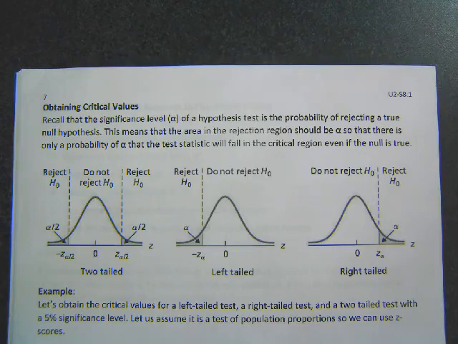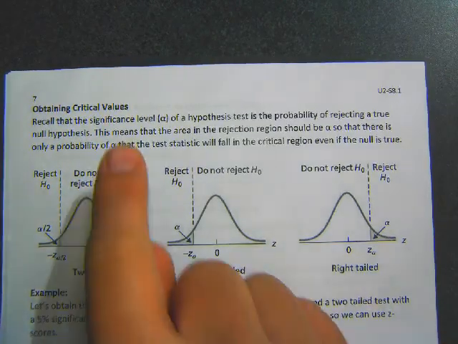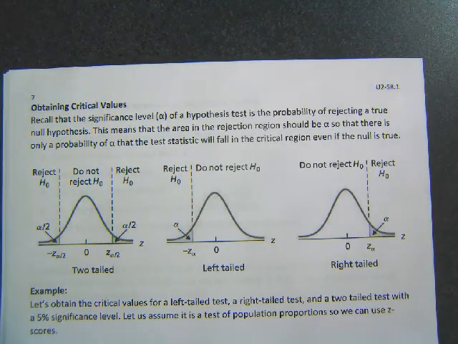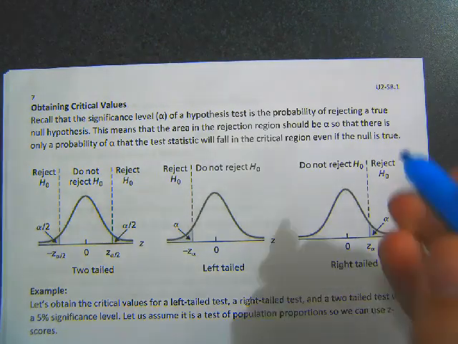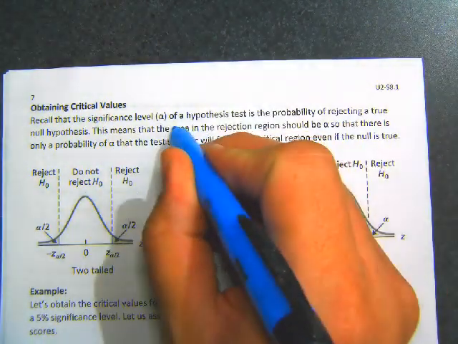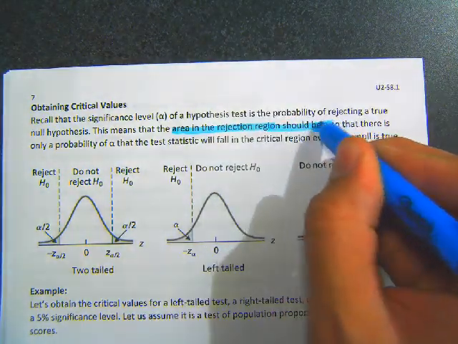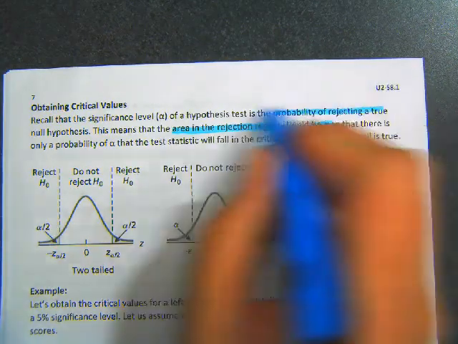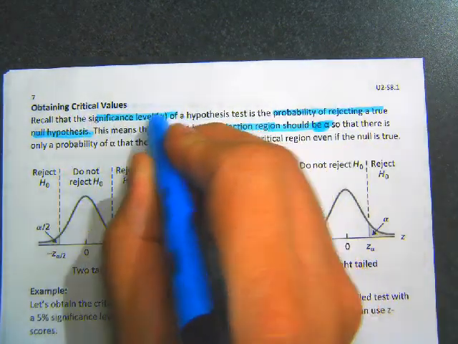How do you get those critical values? Well, the significance level gives us our critical values. So we use the significance level. Remember, that's the probability of rejecting a true hypothesis. That's the type 1 error. So what we'll do is make it so that the area of the rejection region is alpha, the probability of making a type 1 error. So the area in the rejection region should be alpha, which, again, is the probability of rejecting a true null hypothesis. That's what the significance level alpha is.